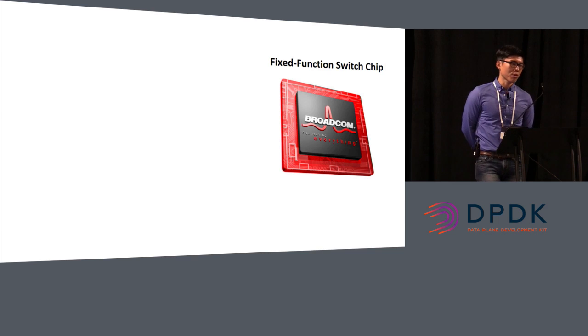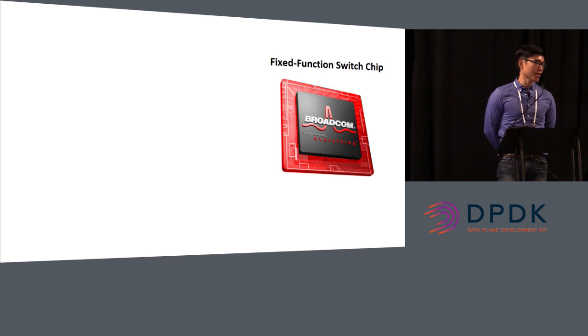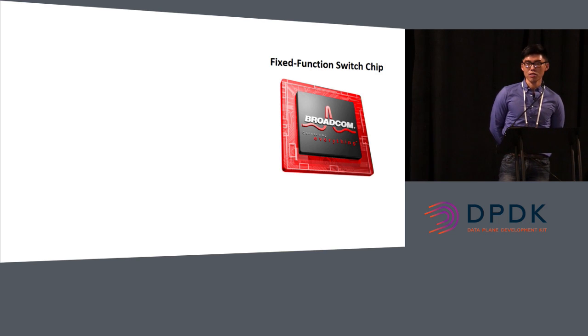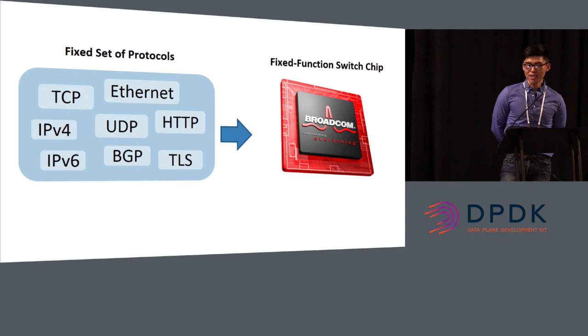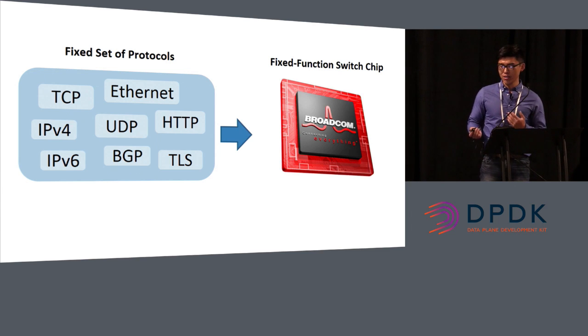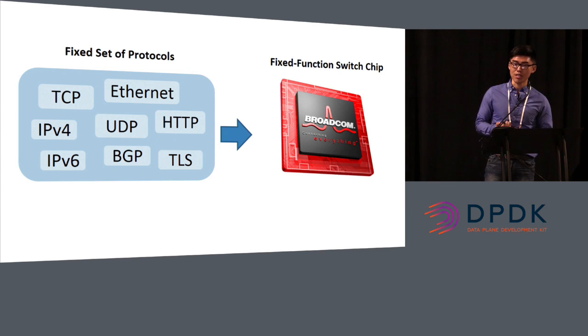So first, fast networks today, such as the ones in data centers, are built from fixed function switch chips. What they mean is they basically support a fixed set of protocols. So when they're designed and manufactured, they have a set number of protocols that they are going to support. And since they are a set number of protocols, it's really hard to change them afterwards.